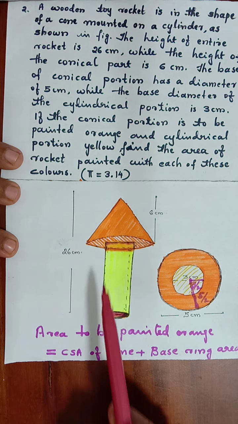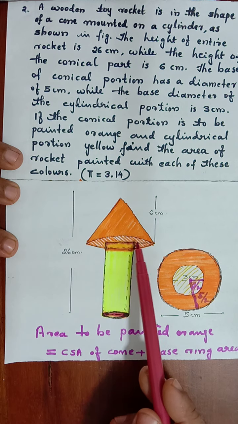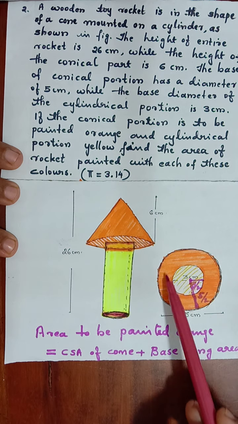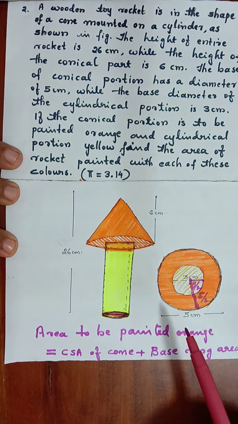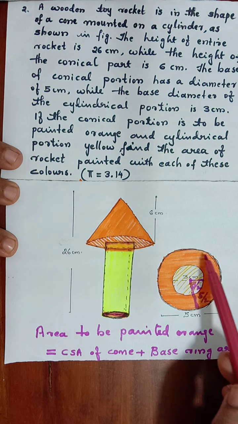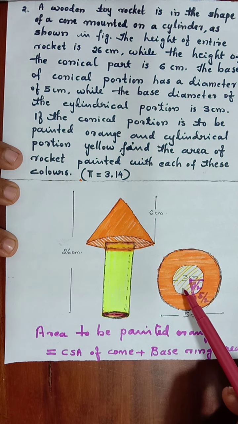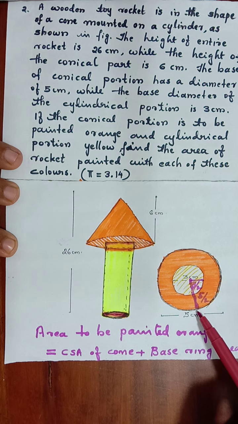That is equal to the CSA of the cone plus the base ring area. So the outer portion, whatever is seen, that comes as a ring. You can see this is the portion, the base. We will see the base ring. How do we find out that base ring? How do we get the orange portion? It is the total circle minus the area of the small circle. That is pi r square. R here is 5 by 2. The diameter of this portion is 5, so 5 by 2 is the radius.